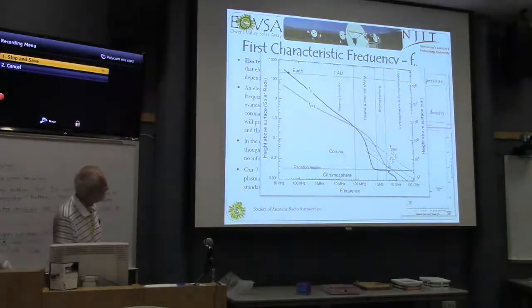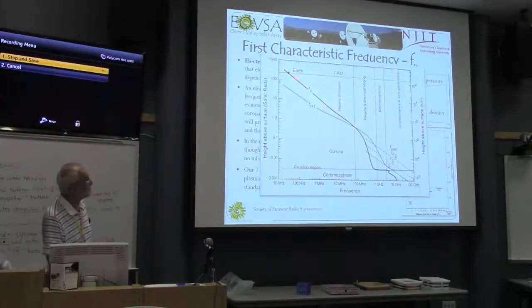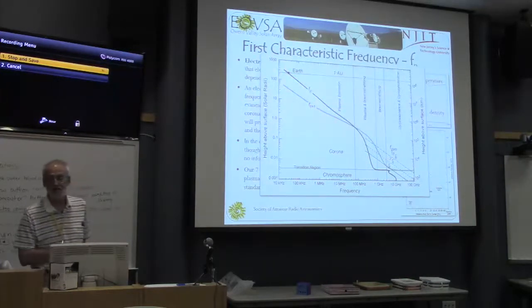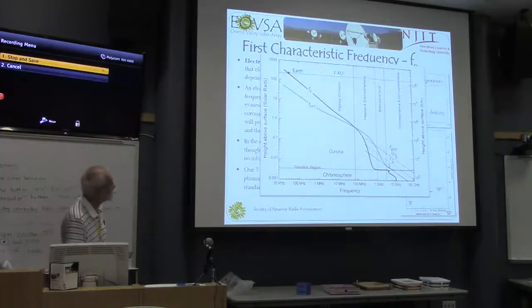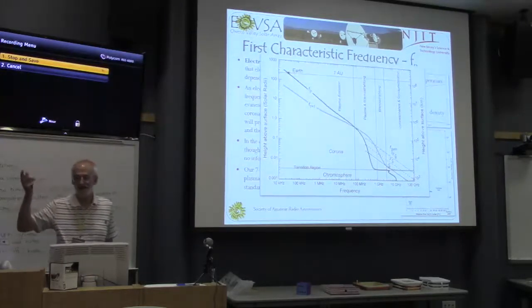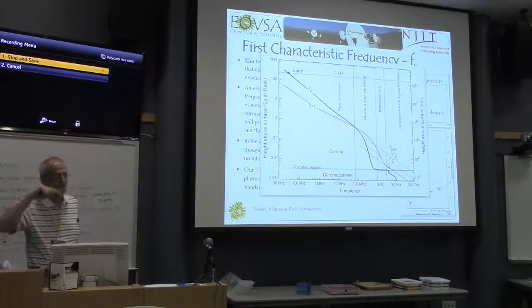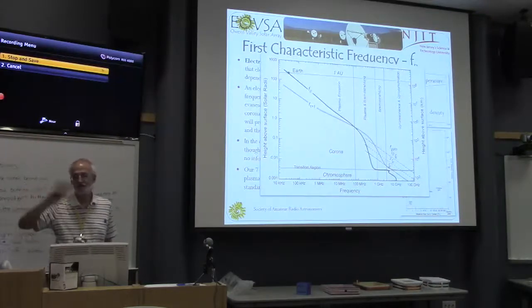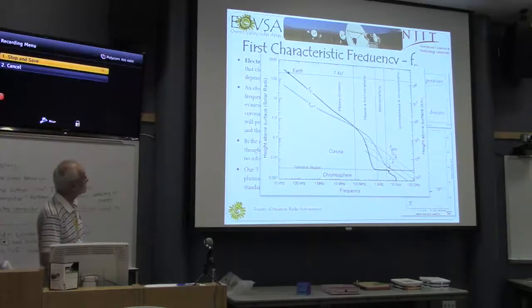And then the density falls off more slowly, and eventually follows this 1 over r squared dependence. Since the density goes as 1 over r squared, the frequency, which is proportional to the square root of the density, goes as 1 over r. And so on a log plot, it's just a linear shape.